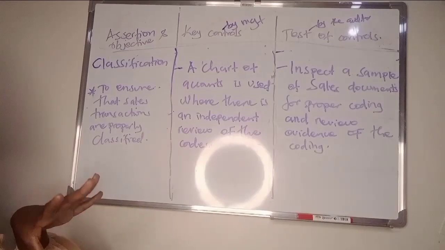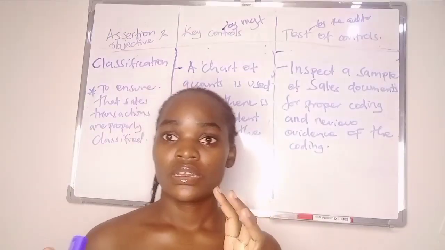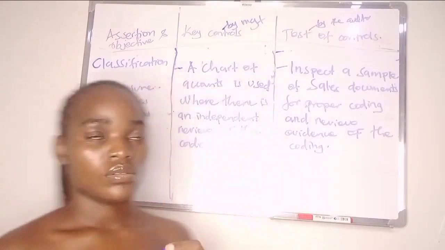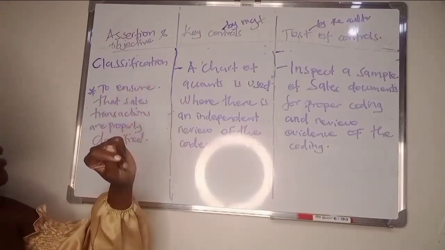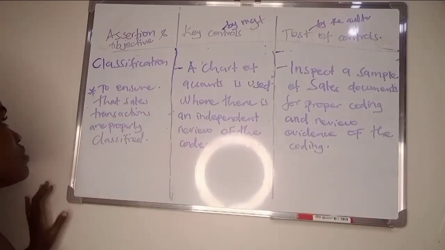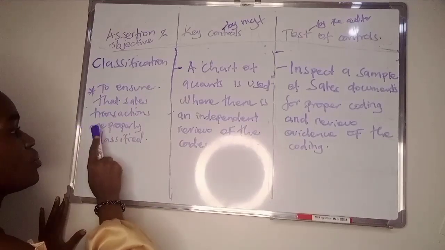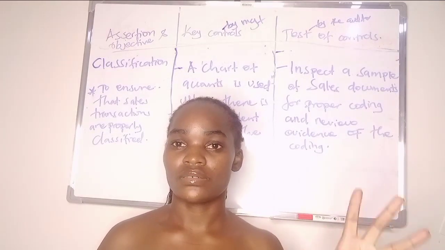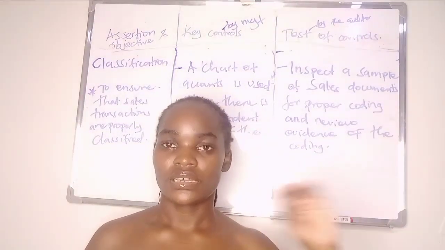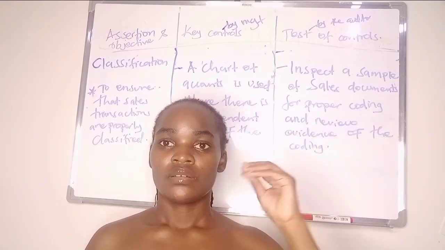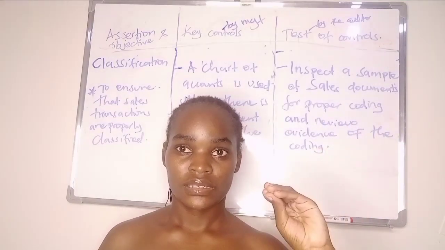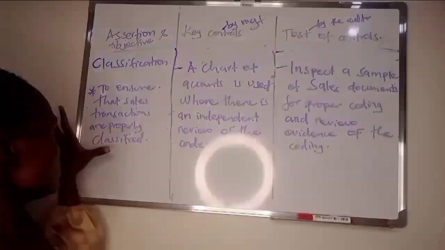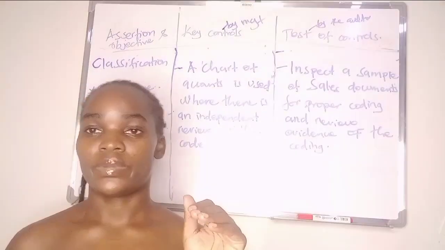So for classification, you're just supposed to make sure that transactions are classified properly, the way they are supposed to be classified. So here, classification, the objective in the sales system is to ensure that sales transactions are properly classified. Like what is supposed to be cash sales is classified as cash sales, credit sales, then receivables, provision for bad debts, stuff like that, sales returns.